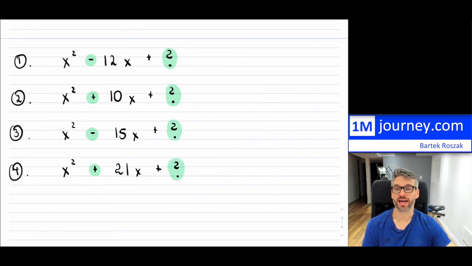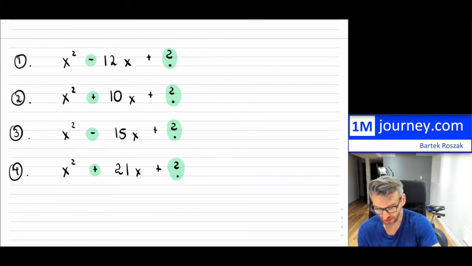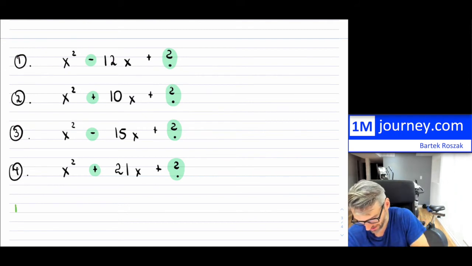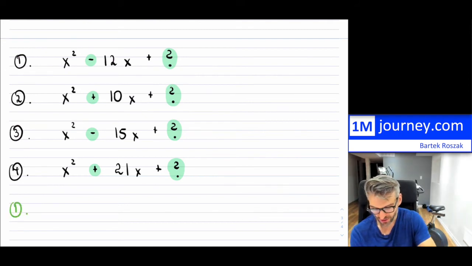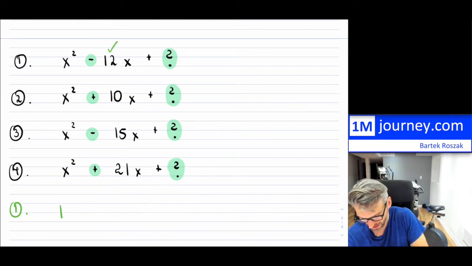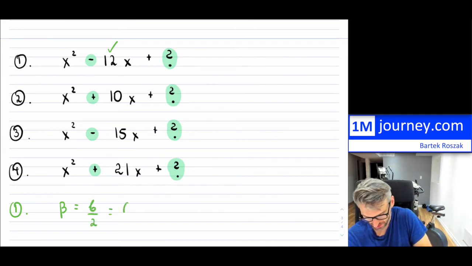And now afterwards, I'm going to try to factor it out. Now, what I have is, okay, so for that first example, example number 1, I know that here is my b, right? So my beta is going to be equal to, so it's just simply b divided by 2, and that is going to be 6.